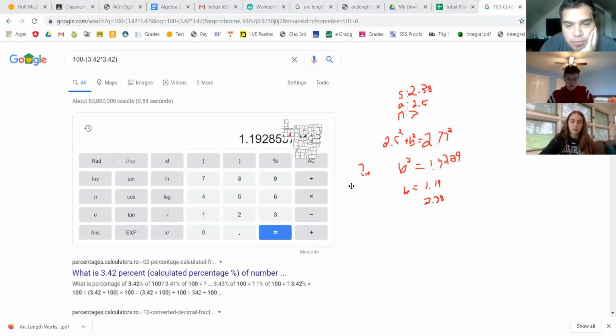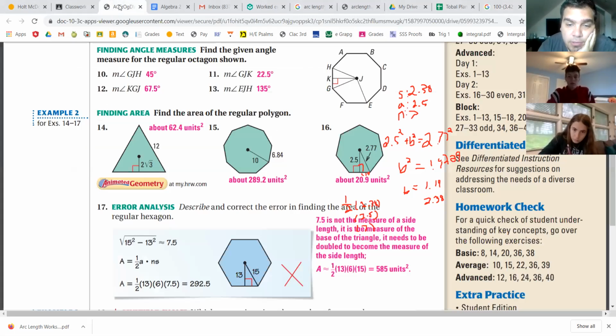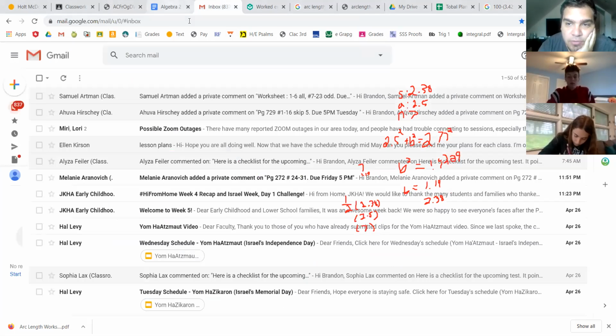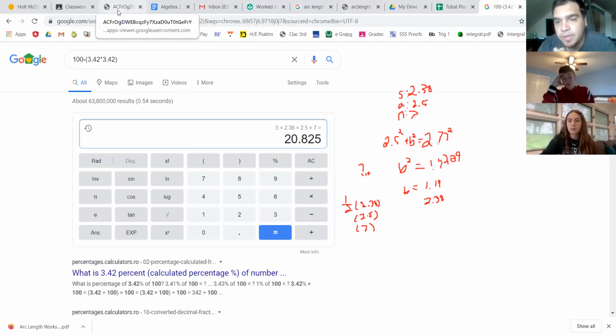Let me just move this down here. So 0.5 times 2.38 times 2.5 times 7. So we got 28.825, that rounds to 28.8. Yeah, that makes sense. We had 20.9, and we got 20.8. Yeah. So again, a little off on the rounding, but that's fine. Okay, thank you so much.